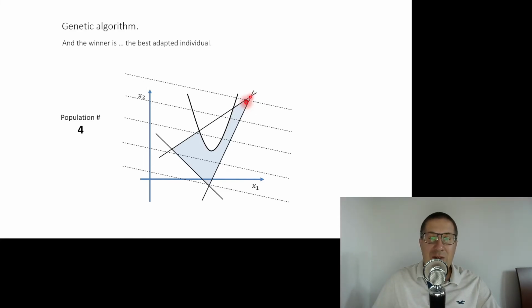Okay, but we have to remember that the optimal solution is here. So the algorithm was not able to find the best solution, the optimal solution, but it found a solution that is close to the optimal. So it's, let's say, a suboptimal solution, right?